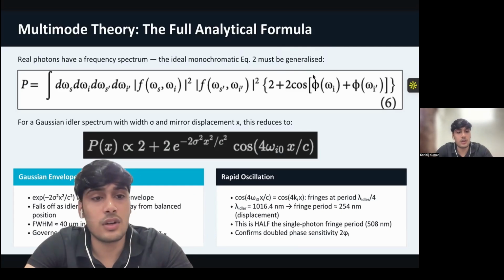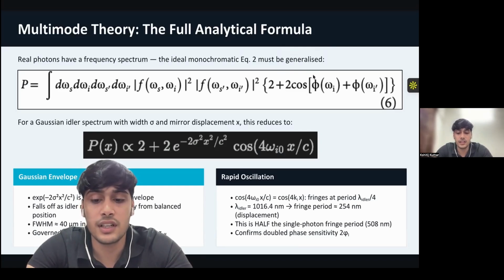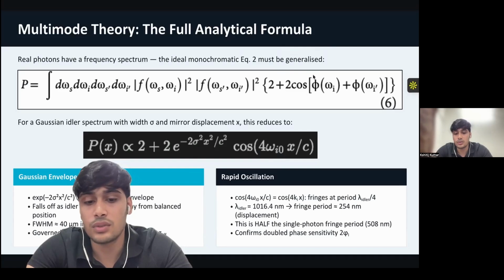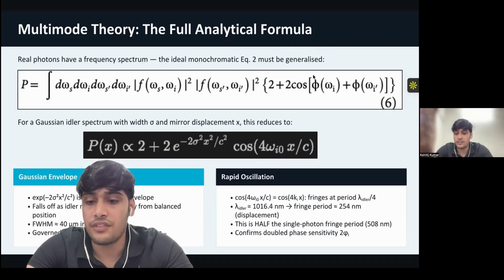It is a double integral over all possible idler frequency pairs omega I and omega I prime. The joint spectral amplitude f(omega s, omega I) tells you the probability amplitude for generating a signal photon at omega s paired with an idler at omega I. We square it because we are dealing with two photon pairs, and inside, instead of a single cosine, you get cosine of omega I plus omega I prime, the phase picked up by each idler frequency independently as the mirror moves.